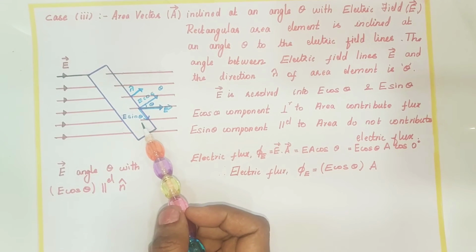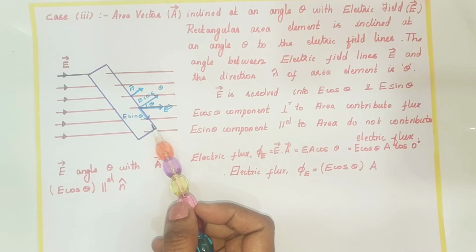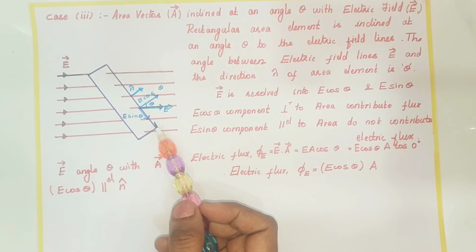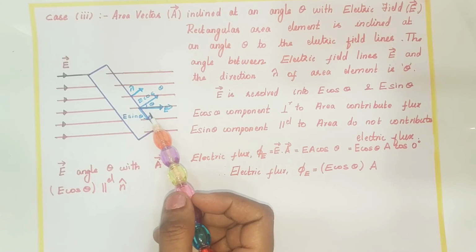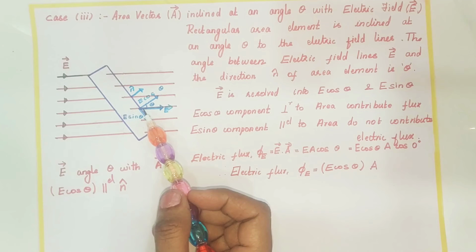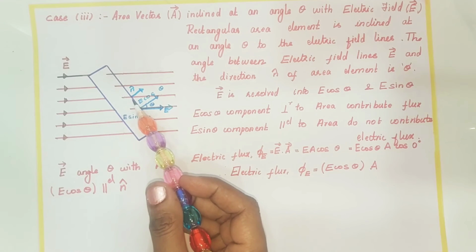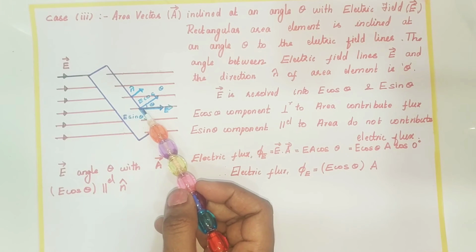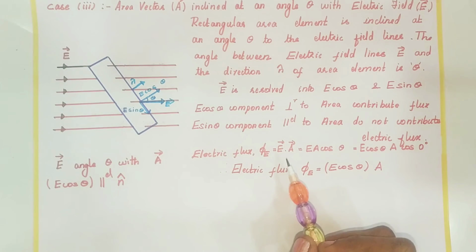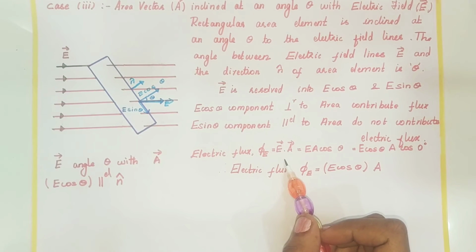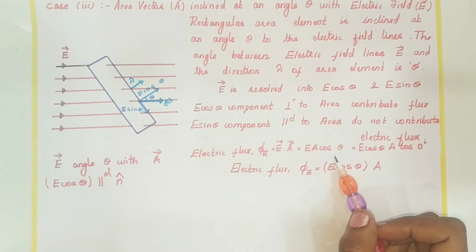Okay. So now we have to find through which component the electric field lines are passing. That is, whether the E cos theta and n unit are parallel or E sin theta and n unit are parallel. Here from this picture itself it is very clear that the E cos theta component and the n unit are parallel to each other. Okay. Now the electric flux phi E is E vector dot A vector is equal to EA cos theta.